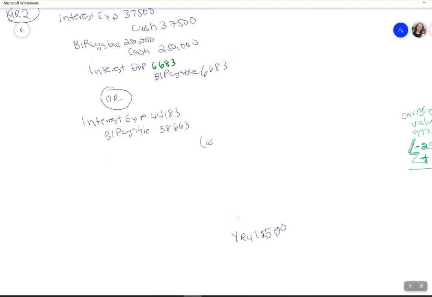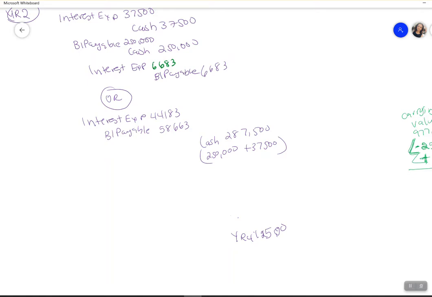Our cash, we have to make a cash payment. In this case, it'll be 25,000 plus my cash payment of 37,500 gives me 287,500. Sorry, I don't know why I did this.